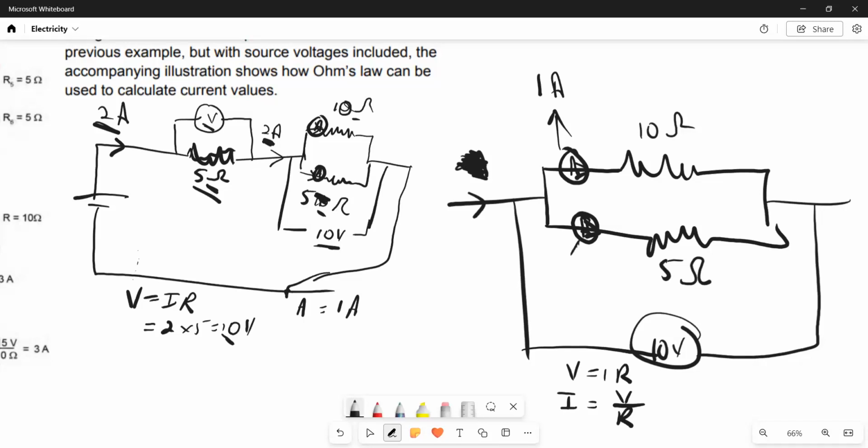What will this one read? 2 amperes. How much? 2 amperes, yeah. So the overall flow here will be 3 amperes and not 2, right? So that's how you make use of Ohm's law and this whole part and the series thing.